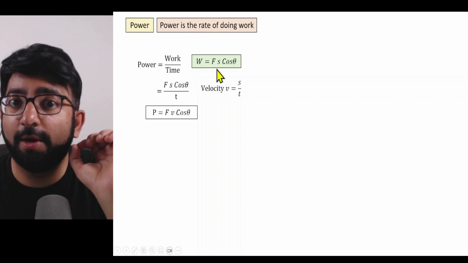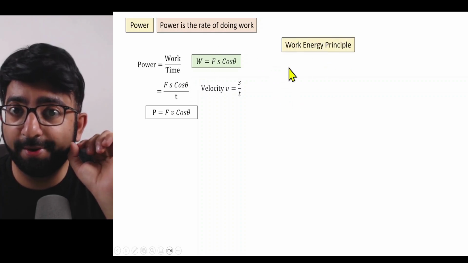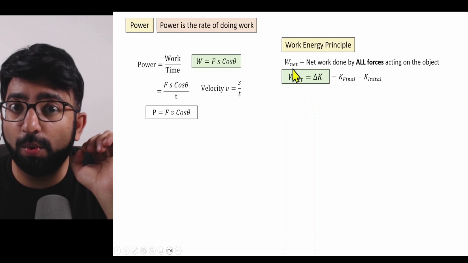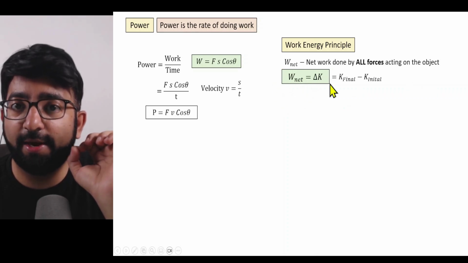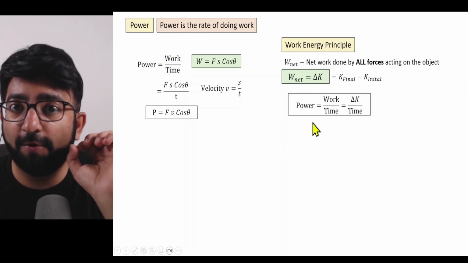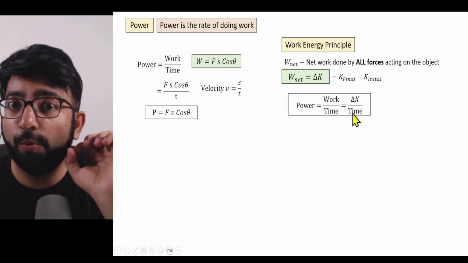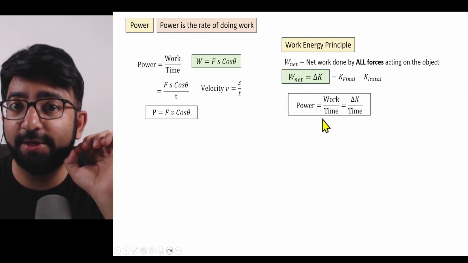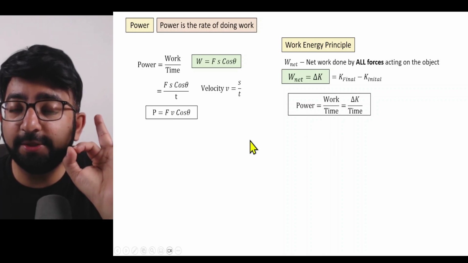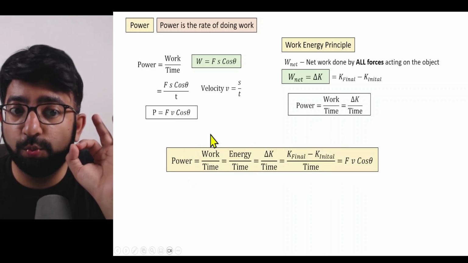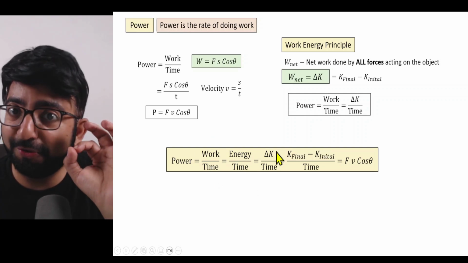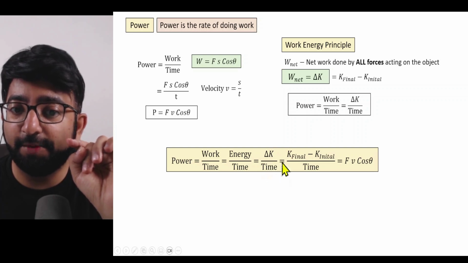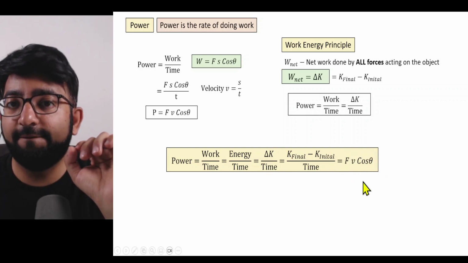But there is another formula to find the work done, and that is by the work energy principle. We know the total work done by all the forces acting on an object is equal to the change in the kinetic energy. So instead of work done, we can put delta K. So the power formula comes out as work by time, which is also equal to change in kinetic energy divided by time. Now we can summarize all these formulas in one. Power is work done per unit time, which is also written as energy by time, which is also written as change in kinetic energy divided by time, which can also be written as Fv cos theta.